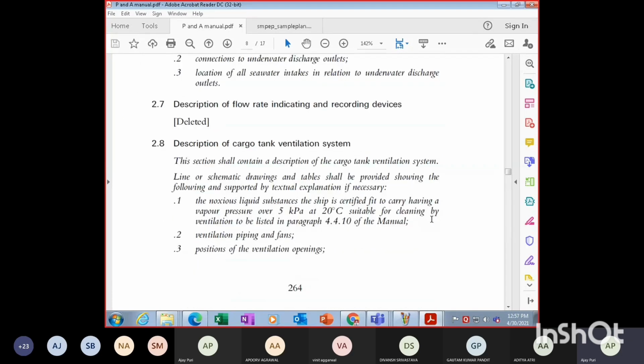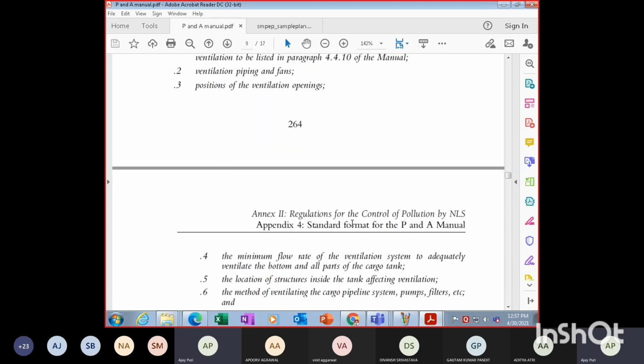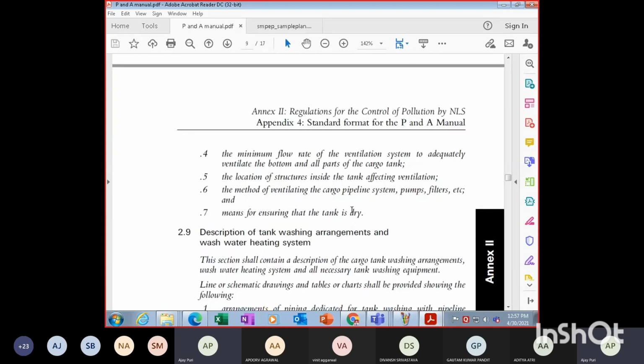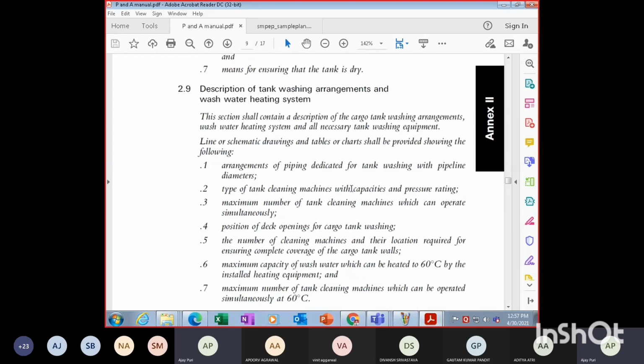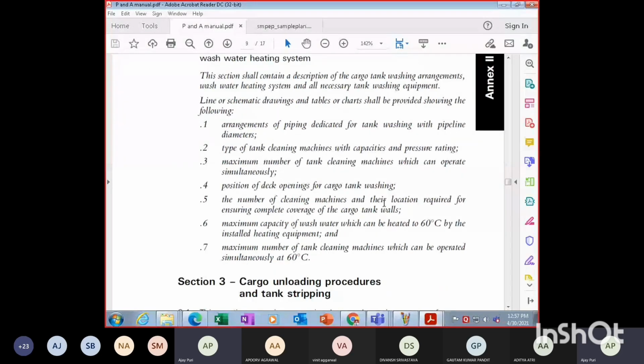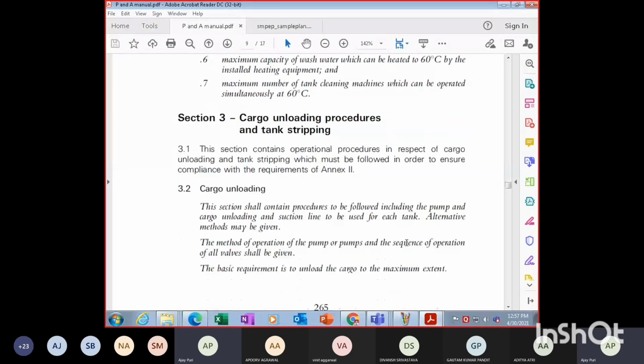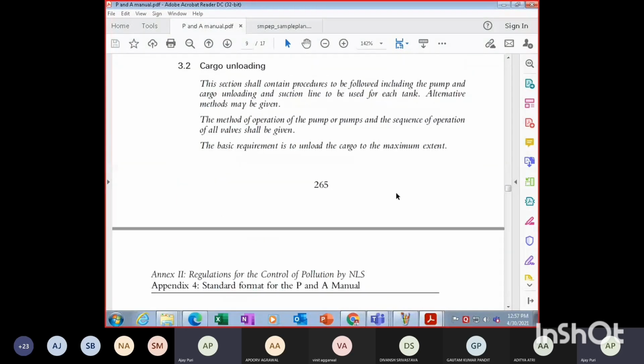Then your ventilation system: is your noxious liquid substance ship certified to carry vapor pressure, or how much? Ventilation piping and fans, diameter, position of ventilation openings, minimum flow rate, location of structures, method of ventilation, means of ensuring the tank is dry. Then for your tank cleaning: number of tank cleaning machines, capacity, how many you can operate, what pressure will be there, what is the maximum temperature it can operate at. Then your stripping procedures, unloading procedures.